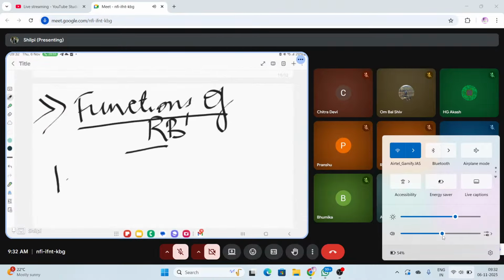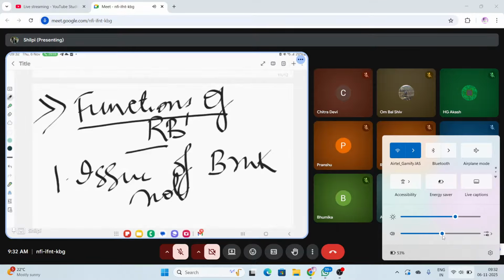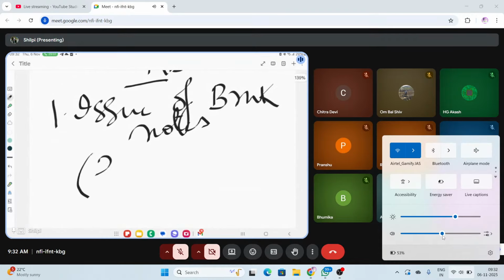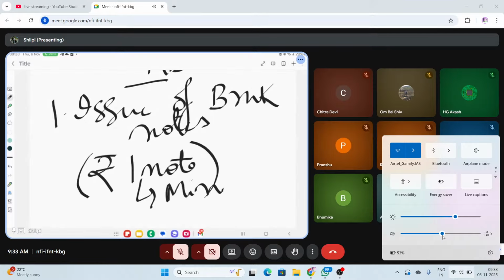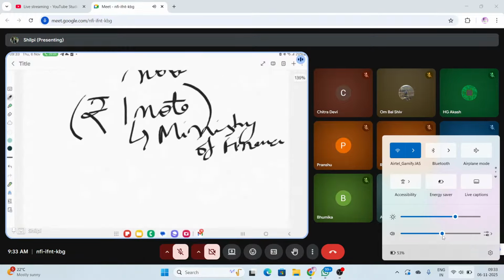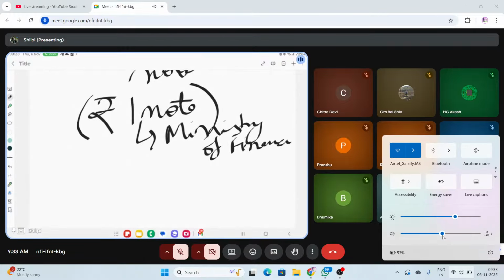The very first function of RBI is, it is the issuer of bank notes. All the notes that you see in the economy, other than the rupee 1 note, are issued by the Reserve Bank of India. The only exemption is the rupee 1 note, because it is actually issued by the Ministry of Finance. Other than the rupee 1 note, all the bank notes that we see in the economy are issued by the Reserve Bank of India. Then RBI is also the banker to the government.